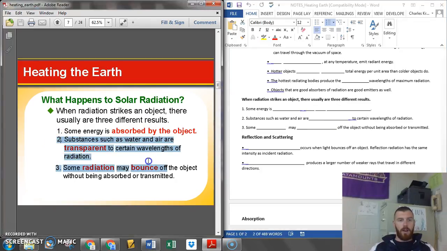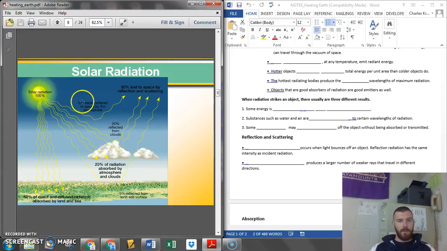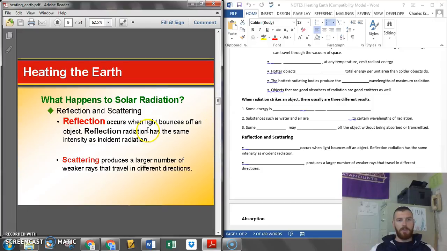Substances such as water and air are transparent to certain waves of radiation, so it'll pass straight through. And some radiation may bounce off the object and go back to where it came from. Okay, you can see a diagram of that here. Some goes straight to the ground and is absorbed, some passes straight through, and some is reflected back into space.